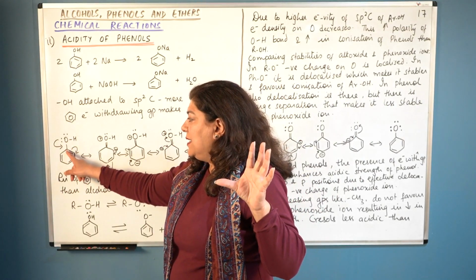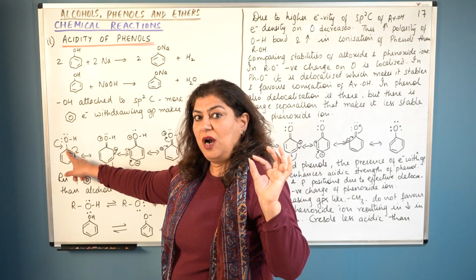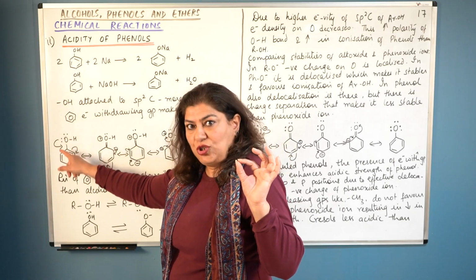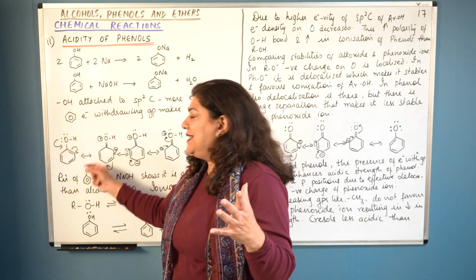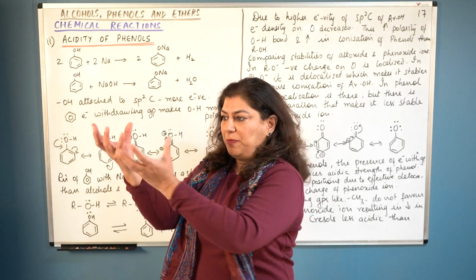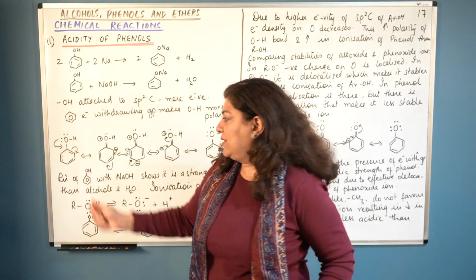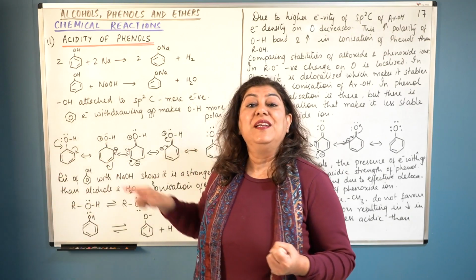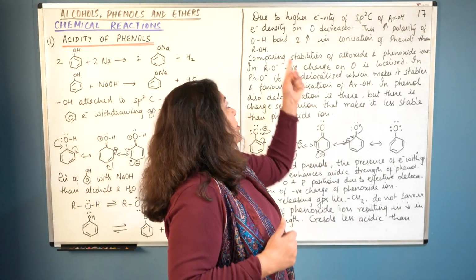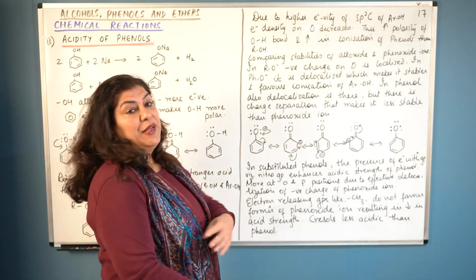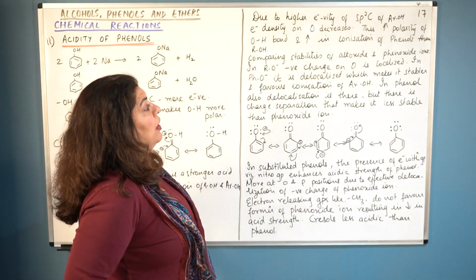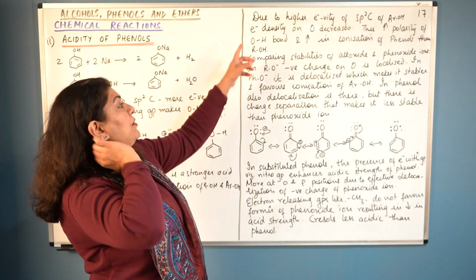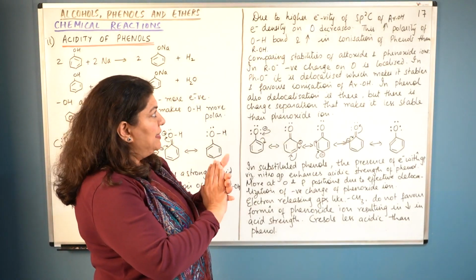So as it is, the presence of an sp2 carbon pulls the electrons towards itself, and the benzene ring helps in that because the benzene ring is ready to pull that electron, suck it in and make it participate in resonance. So we say due to higher electronegativity of sp2 carbon of phenols, the electron density on oxygen decreases.